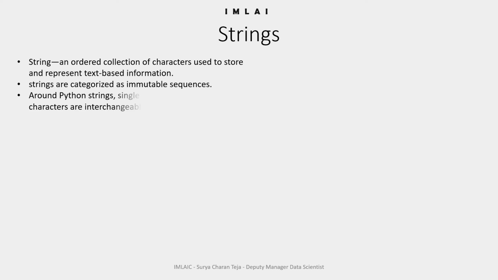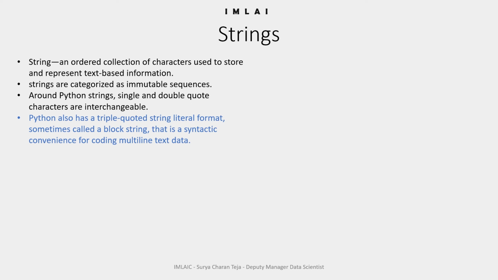Next, the literal expression to generate a string object is wrapping a set of characters inside single or double quotes. This expression actually generates a string object. Python also has a triple quoted string literal format, sometimes called a block string. Note down block string. The block string is used to write multi-line text data.